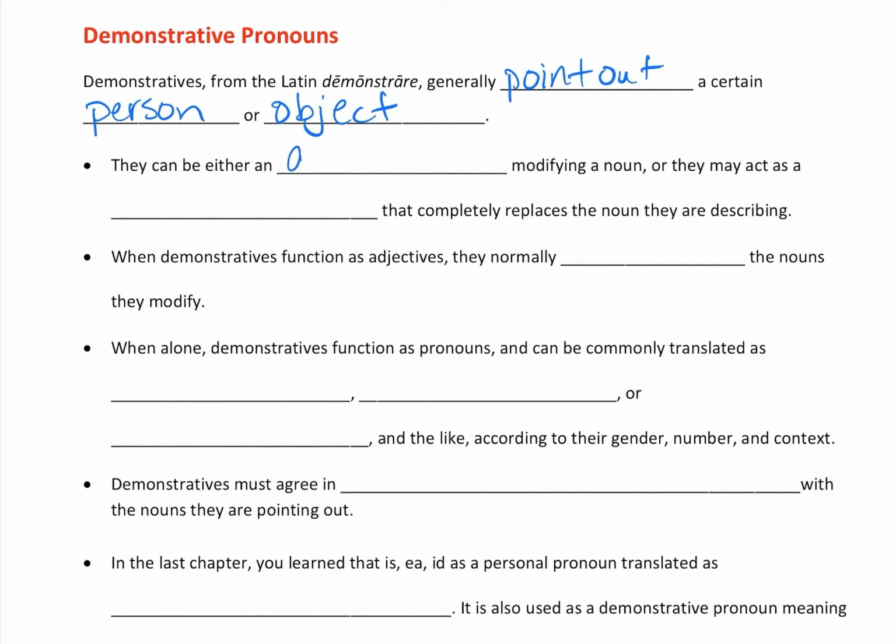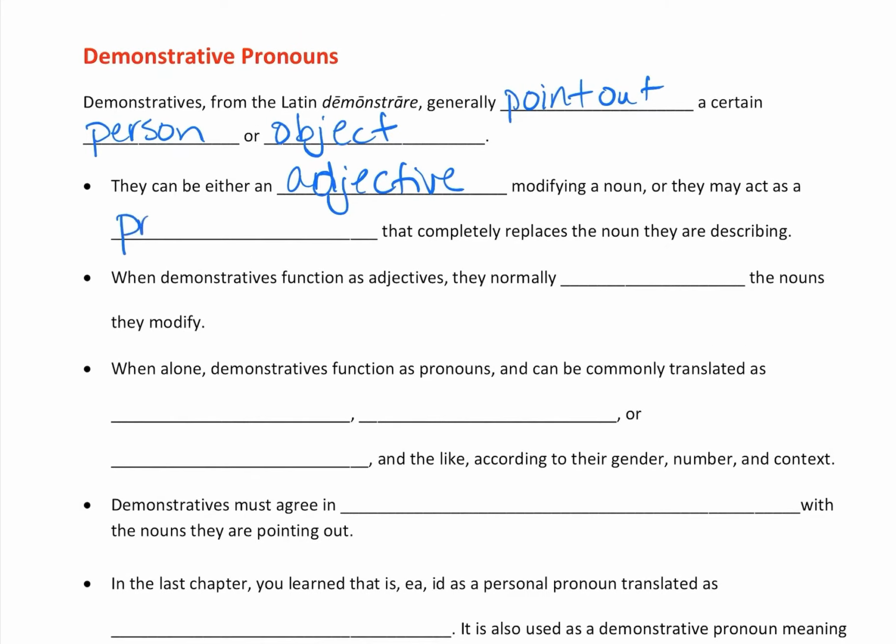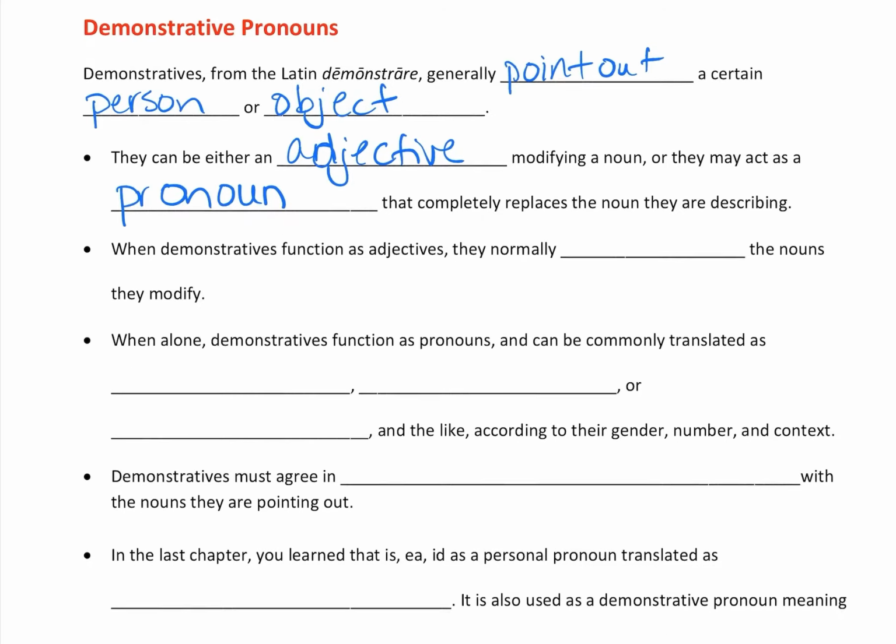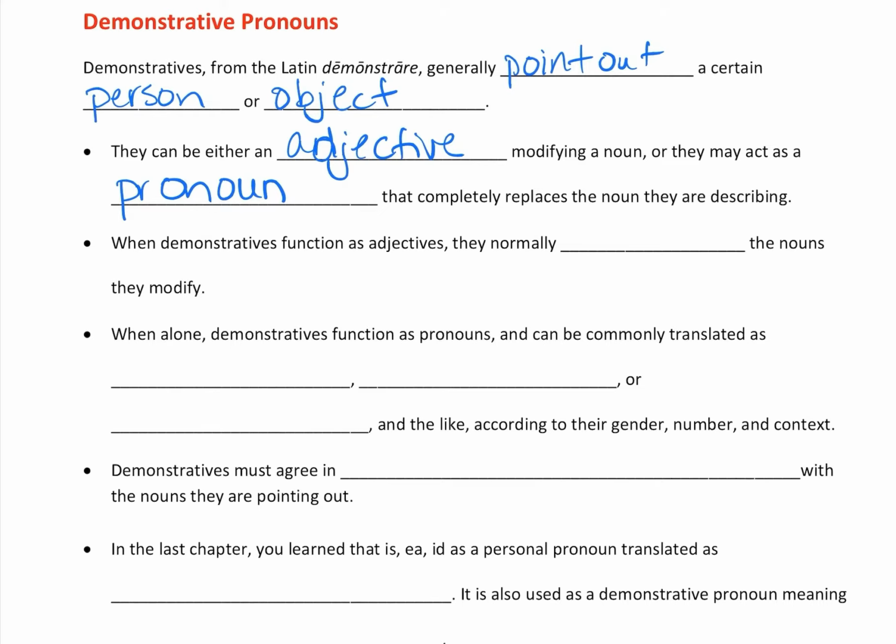So they can either be an adjective modifying a noun, or they may act as a pronoun. And if you remember, pronouns take the place of nouns, so they can totally replace the noun they're describing. So when demonstratives function as adjectives, they normally come before the nouns they modify. So that's a good hint. Latin doesn't do a lot of word order, but whatever they give you, use it as hints.